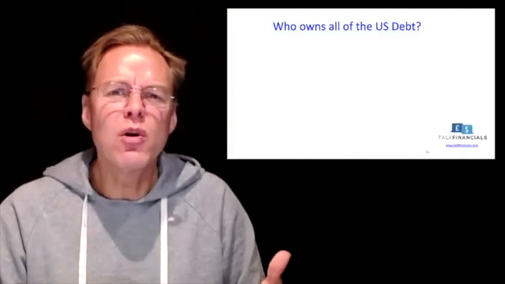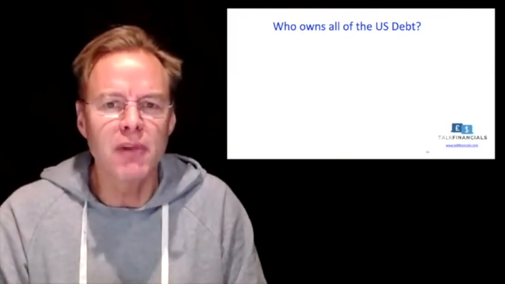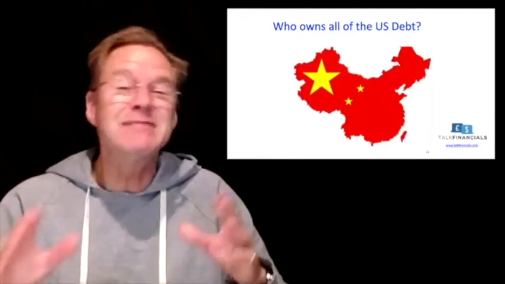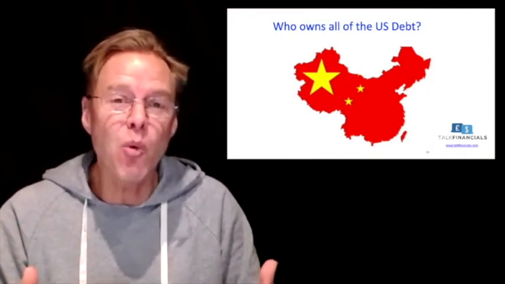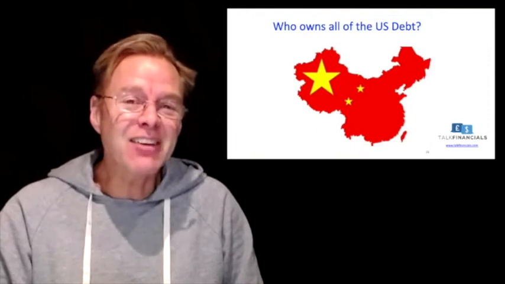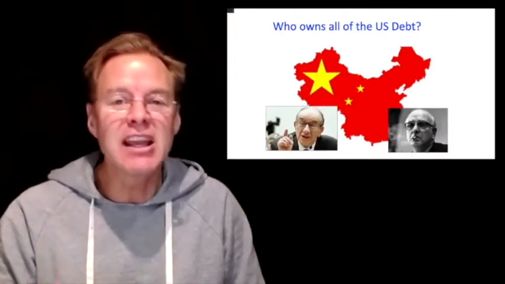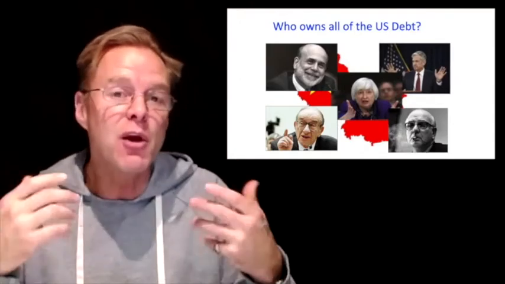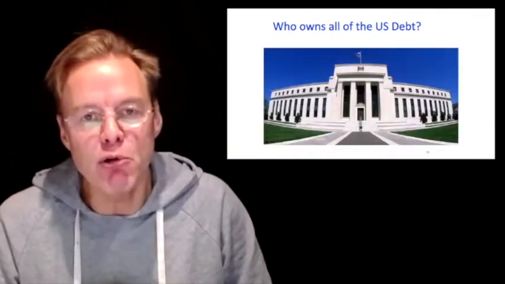So who owns all that US debt? Who's the biggest lender to the US? You might be thinking, I know the answer to that one, Ted. It's China. Well, you'd nearly be right. China's number 2 on the list. But who's at number 1? It's in actual fact an institution represented by Paul Volcker, Alan Greenspan, Ben Bernanke, Janet Yellen, Jerome Powell. It's not them who own the debt, it's the institution they work for or used to work for, which is of course the US Federal Reserve.